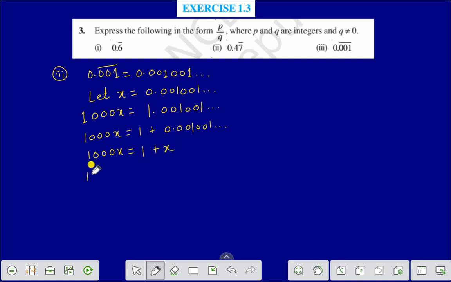Now 1000x minus x is equal to 1. Therefore 999x is equal to 1. Therefore the value of x is equal to 1 by 999, and that is the answer.